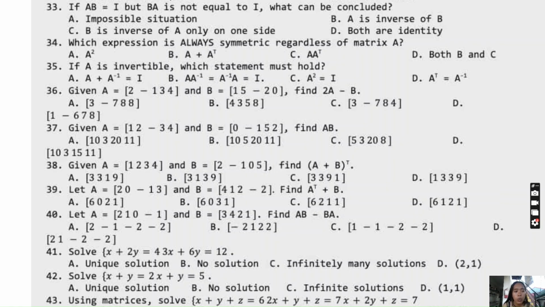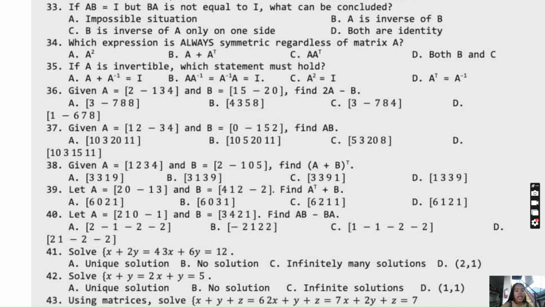If AB is equal to I but BA is not equal to I, what can be concluded? So our number 33, the answer is letter C, which is B is an inverse of A only on one side. So if AB is equal to I, that means B acts as an inverse of A on the right side. But if BA is not equal to I, then B is not a full inverse in the two-sided sense. So we can only say that B is an inverse of A on one side only. That is why the correct answer is letter C.